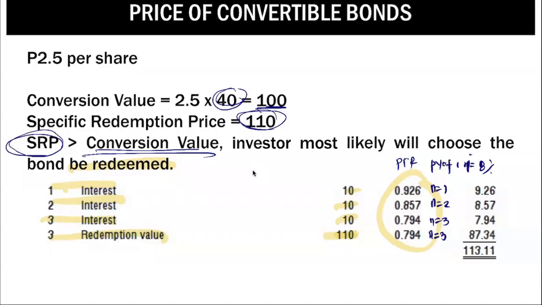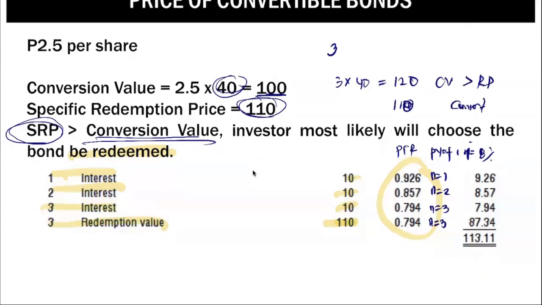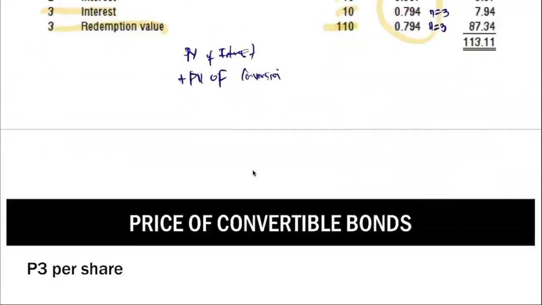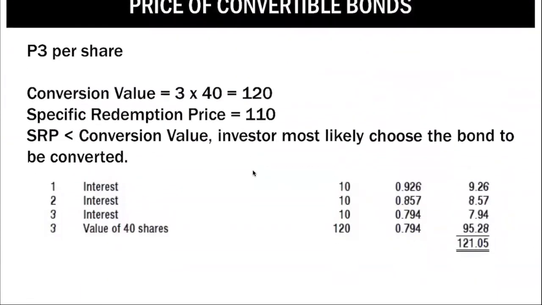Next, what if the price is 3 pesos? If the price is 3 pesos, our conversion value now is 3 times 40. So this is 120. Our redemption price is only 110. So conversion value now is greater than redemption price. Therefore, what will you choose? You choose to convert. If you choose to convert, it is the PV of interest plus the PV of the conversion. Okay? So here, we have the PV of conversion now at 120.